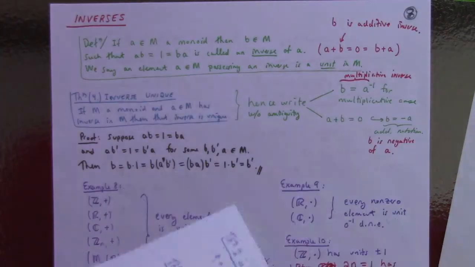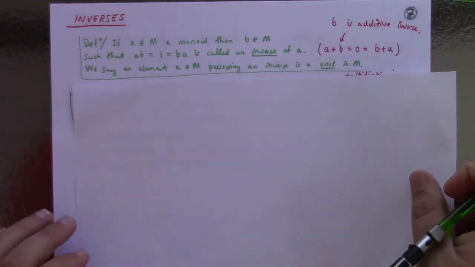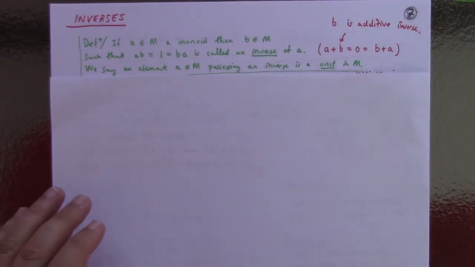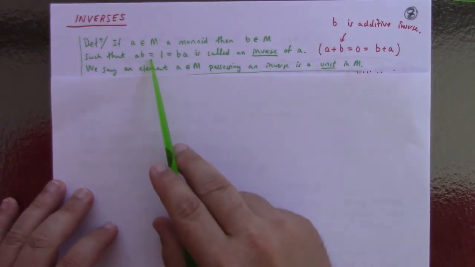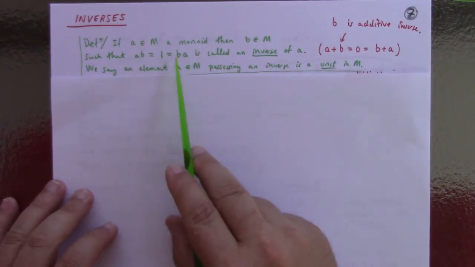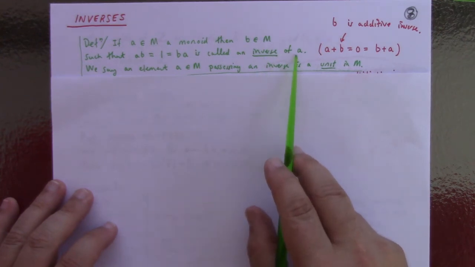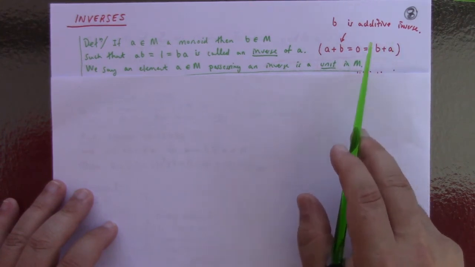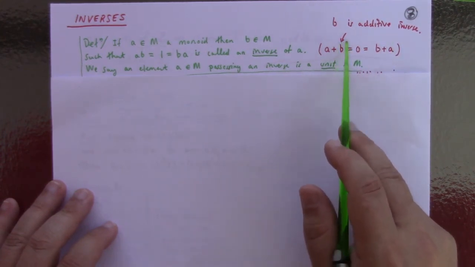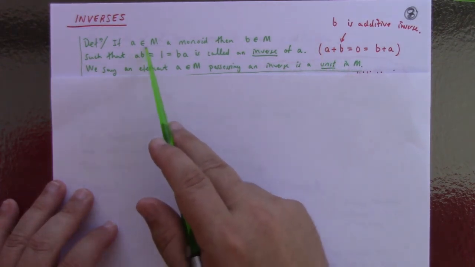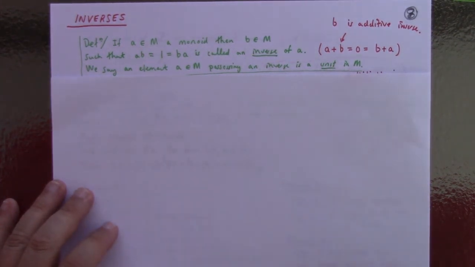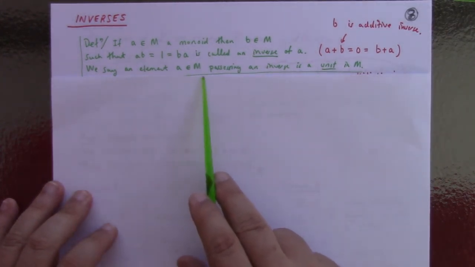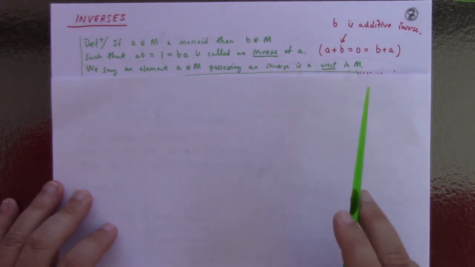Inverses. What are inverses? Well, if M is a monoid, and B is an element of M such that A times B is 1, and B times A is 1, then B is called an inverse of A. In the additive world, we would have that A plus B is equal to 0 and B plus A is equal to 0, and we would call B the inverse of A, whereas here, B would be called the multiplicative inverse of A. Although sometimes we'll just say the inverse of A when it's clear from context. We say that an element A of M possessing an inverse is a unit in M.